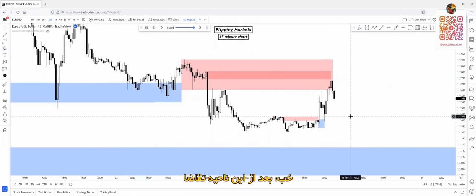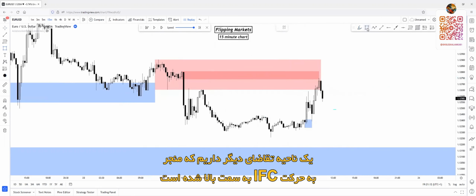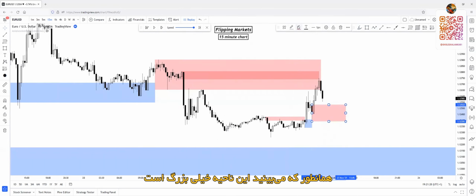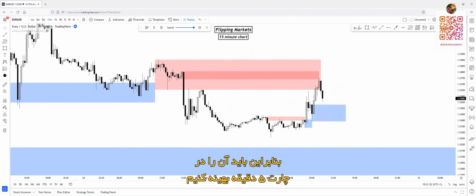Okay, so after this demand zone, we will have another demand zone, which caused the inefficient push to the upside. And this will be the demand zone. As you can see, this is a really, really huge zone, so we will have to refine it on the 5-minute chart.